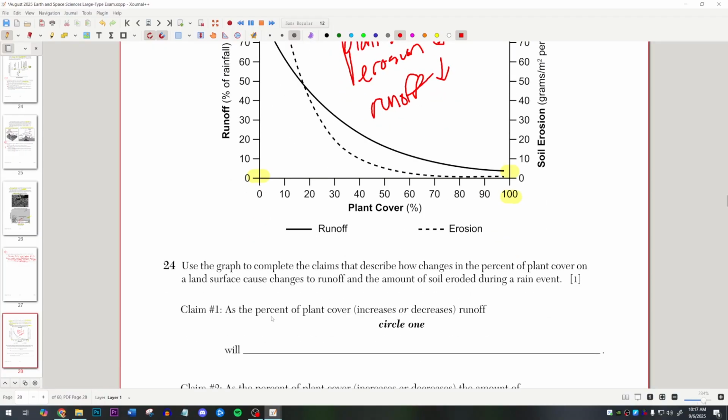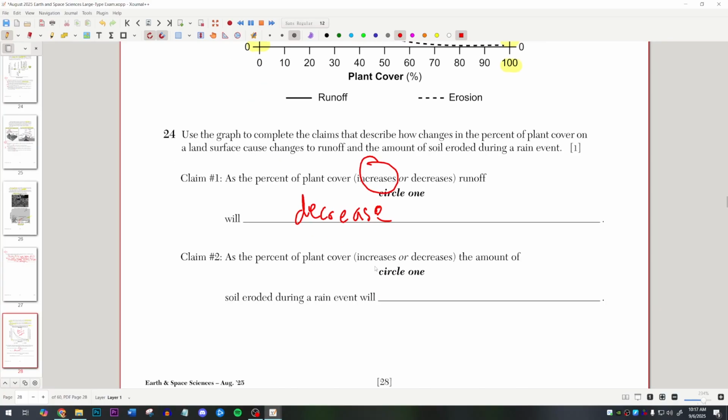Claim 1. As the percentage of plant cover, circle 1, increases, runoff will decrease. As the percent of plant cover increases, soil eroded will decrease.